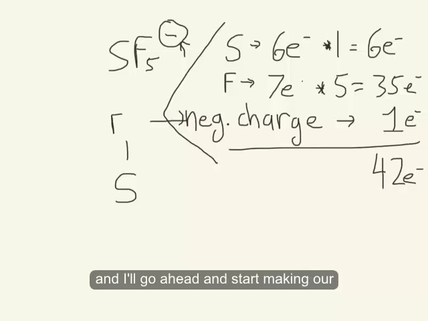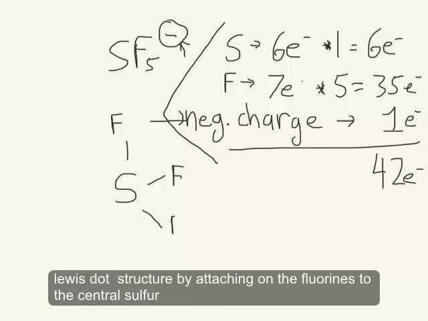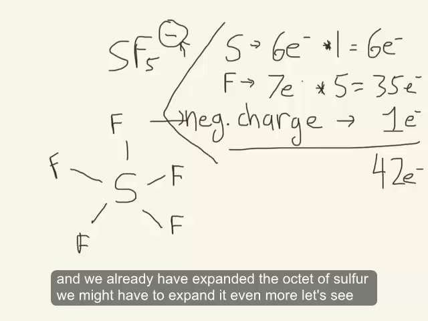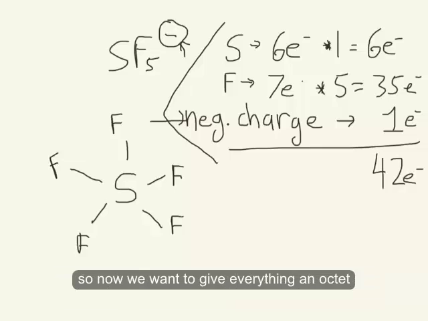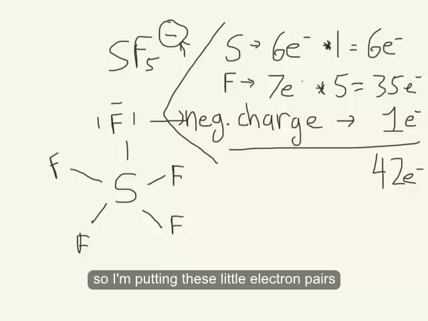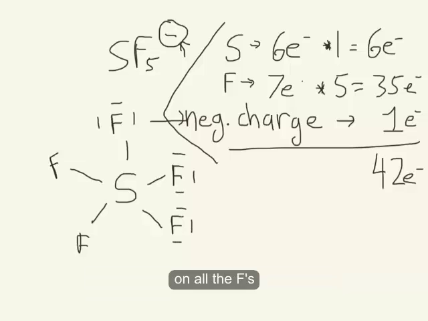And I'm going to go ahead and start making our Lewis dot structure by attaching all the fluorines to the central sulfur. And we already have expanded the octet of sulfur. We might have to expand it even more. Let's see. So now we want to give everything an octet. So I'm putting these little electron pairs on all the fluorines.